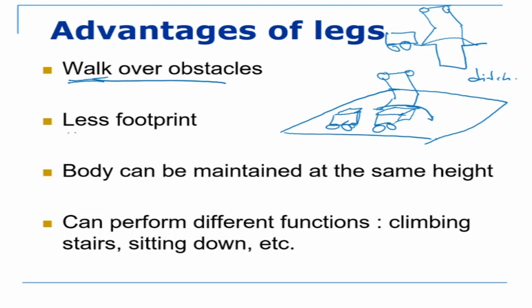Now, a foot normally has less footprint. What do you mean by footprint? If I look at a vehicle going, this is my vehicle top view. These are four wheels. When the vehicle is going, it will have tracks, whereas a biped robot will just have a lesser footprint. It is just putting its foot, so there is less footprint as compared to a mobile robot.